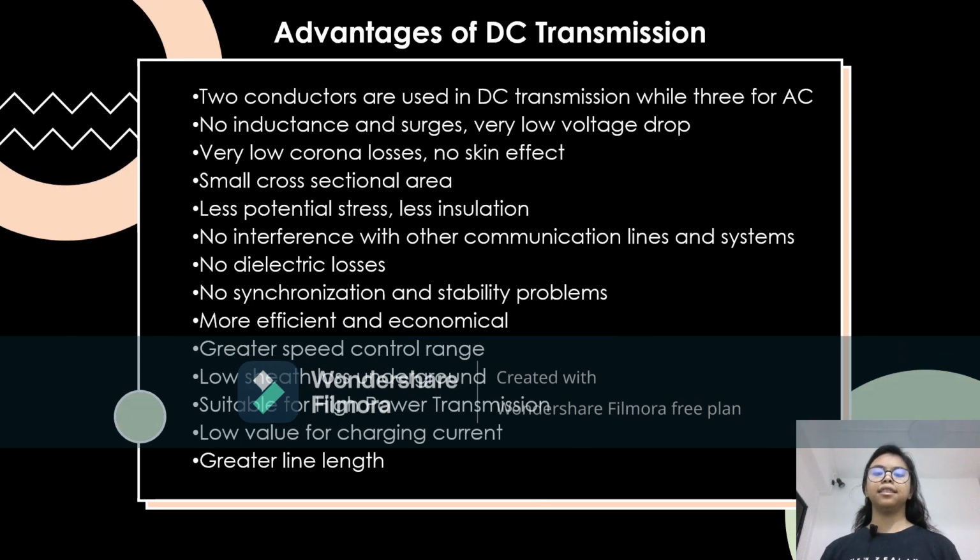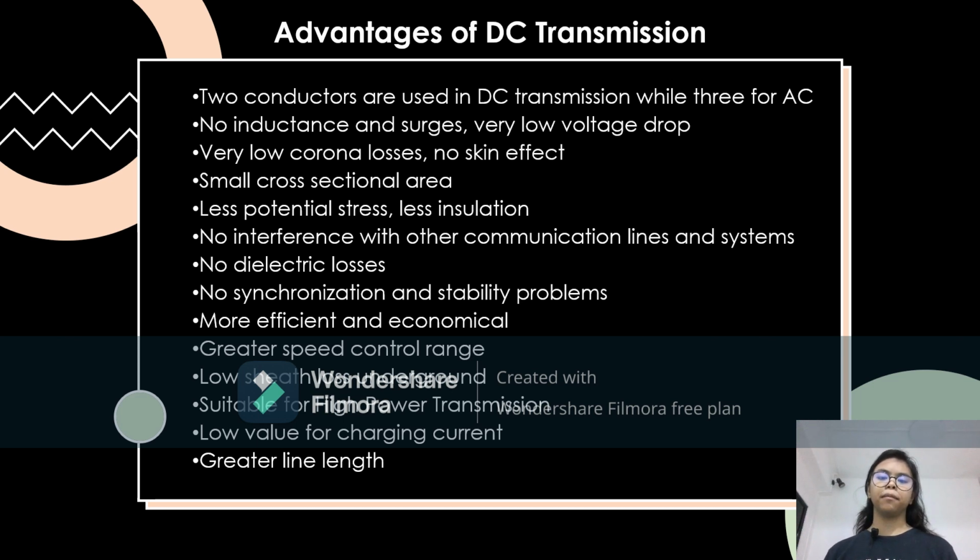Now, let's go on to the DC. There are two conductors used in DC transmission, while three conductors are required in AC transmission. There are no inductance and surges or high voltage waves for a measured time in DC transmission. Due to the absence of inductance, there is a very low voltage drop in DC transmission lines as compared to AC. There is no concept of skin effect in DC transmission lines. In high voltage DC or HVDC transmission lines, there are no dielectric losses.